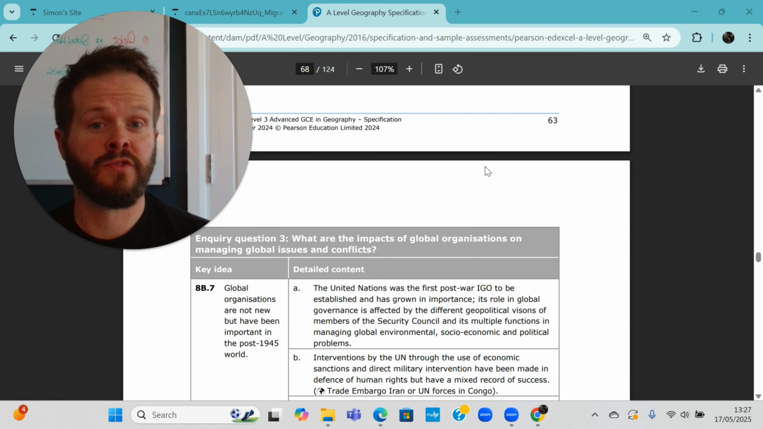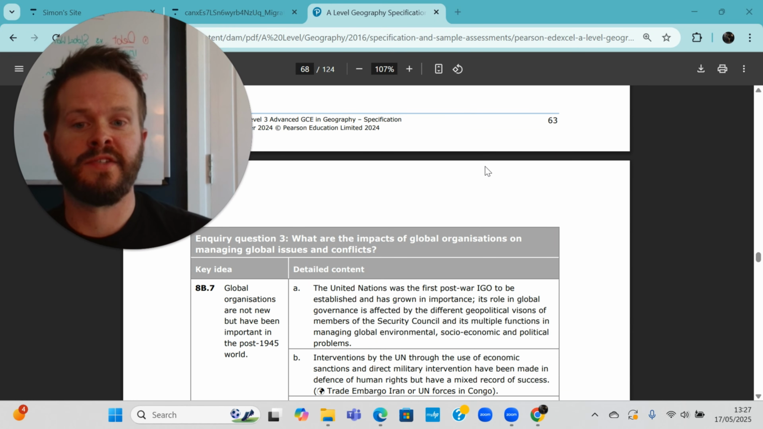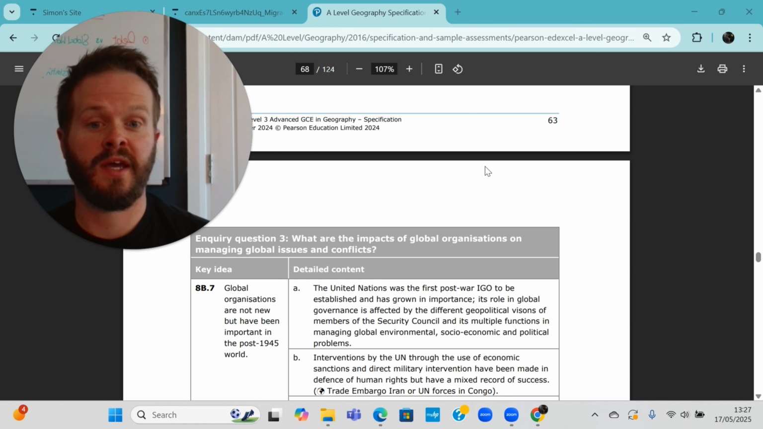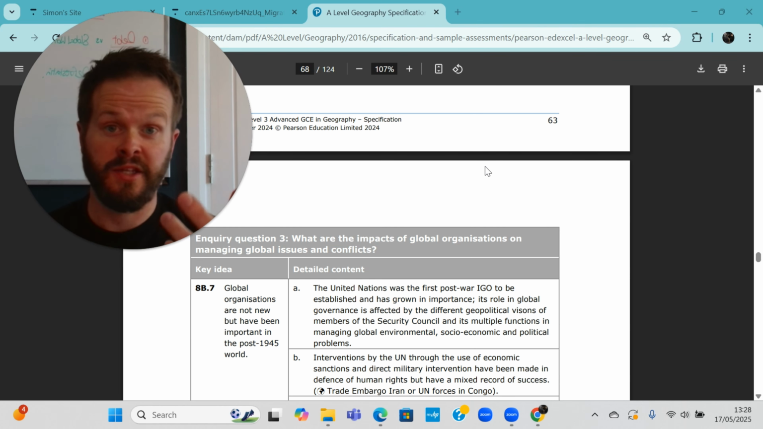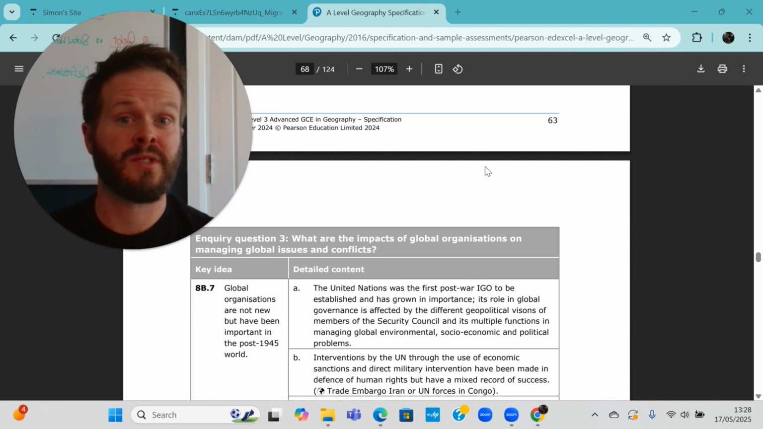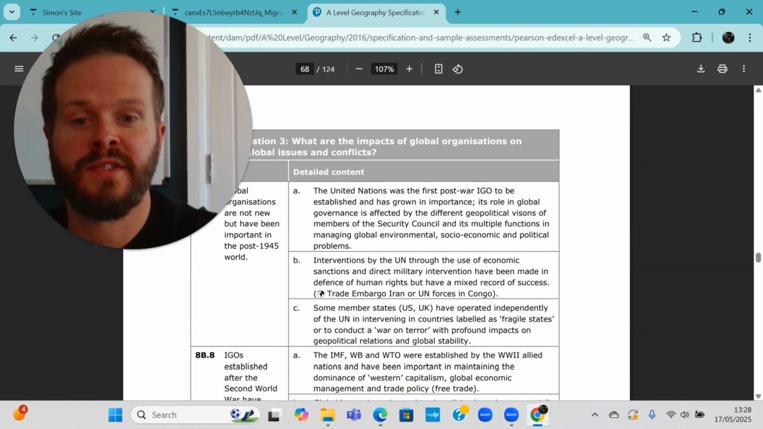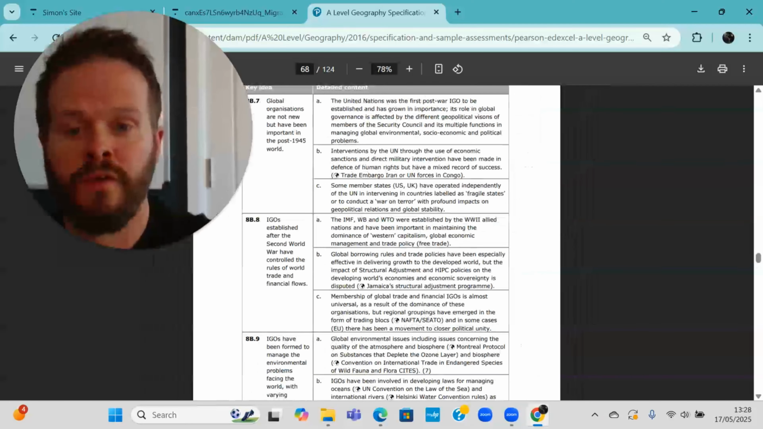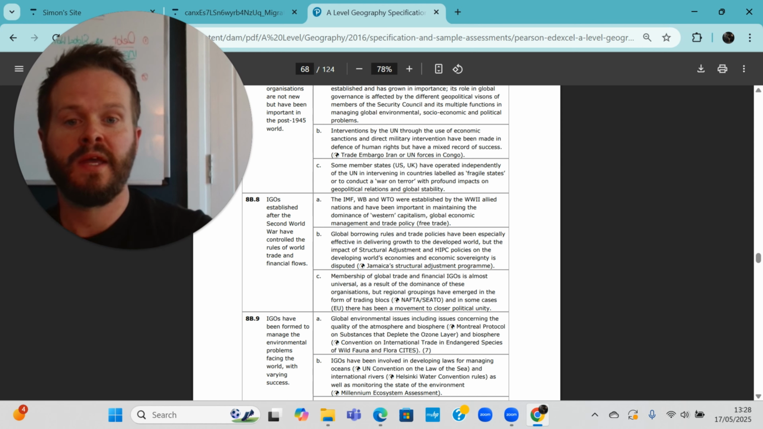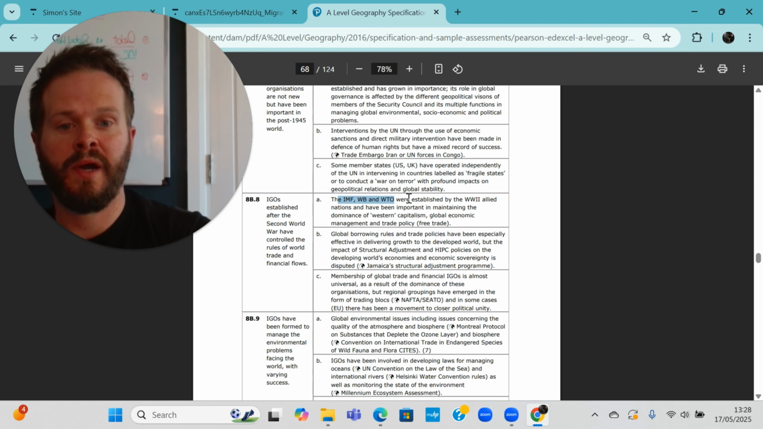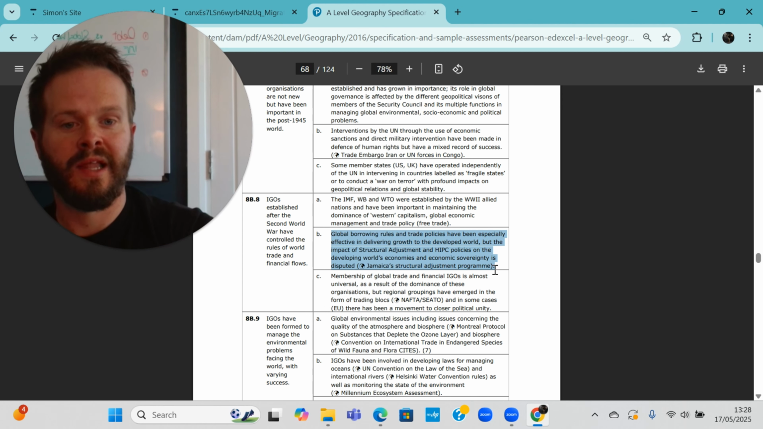So with the question that we've just seen, we can definitely identify it as Enquiry question 3 that we can see just here. What are the impacts of global organizations on managing global issues and conflicts? The issues we're talking about here are economic issues, and they're environmental issues as well. So it's not necessarily thinking about conflicts, but you know for a fact that you can bring in 8B.8 and 8B.9 there. In my head, I'd be thinking, I want to go for the IMF, World Bank, possibly the WTO, then my evaluation might be along these lines here.